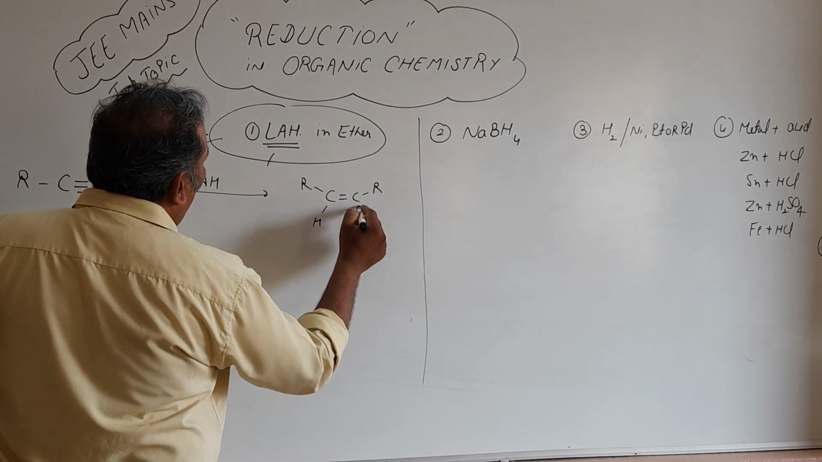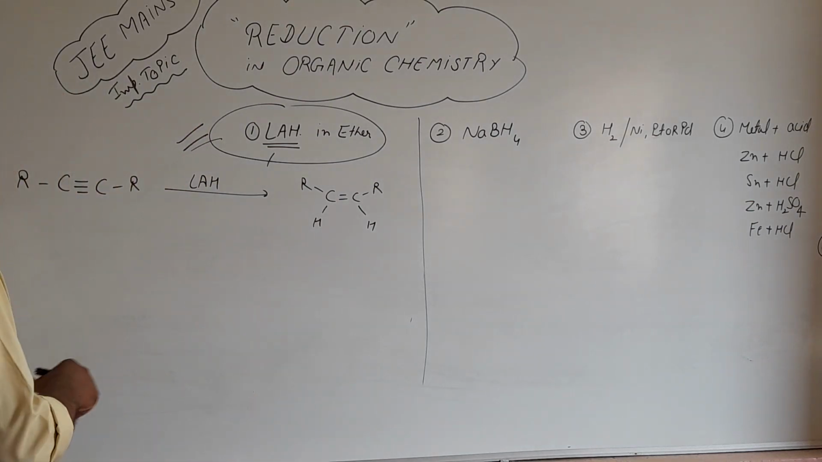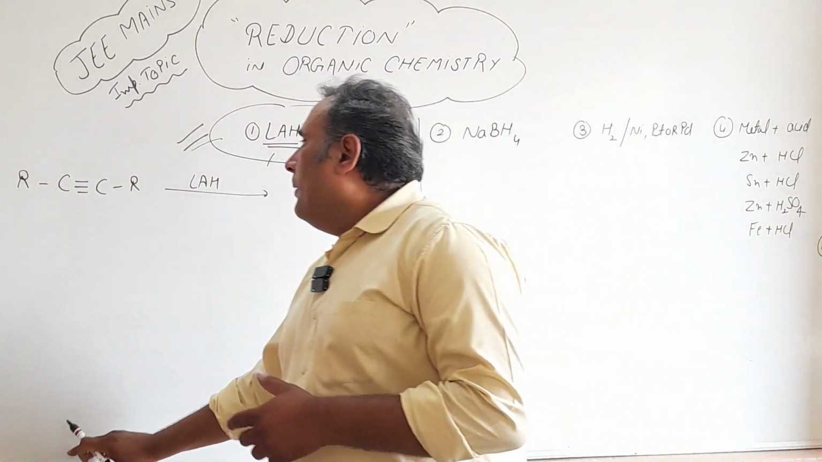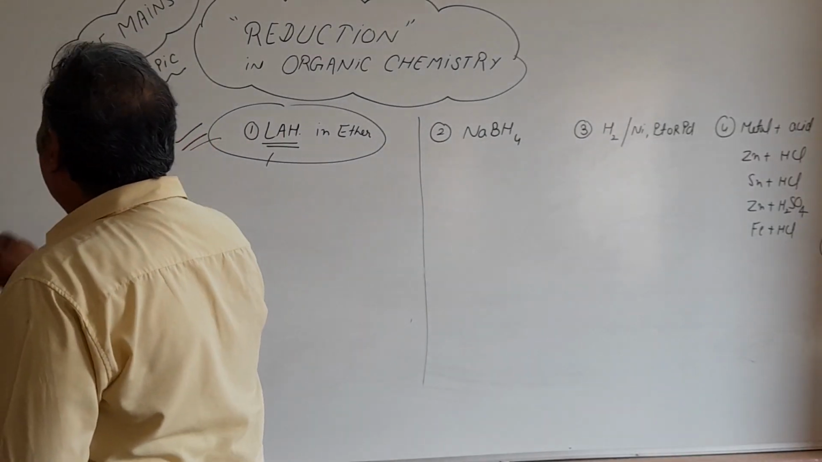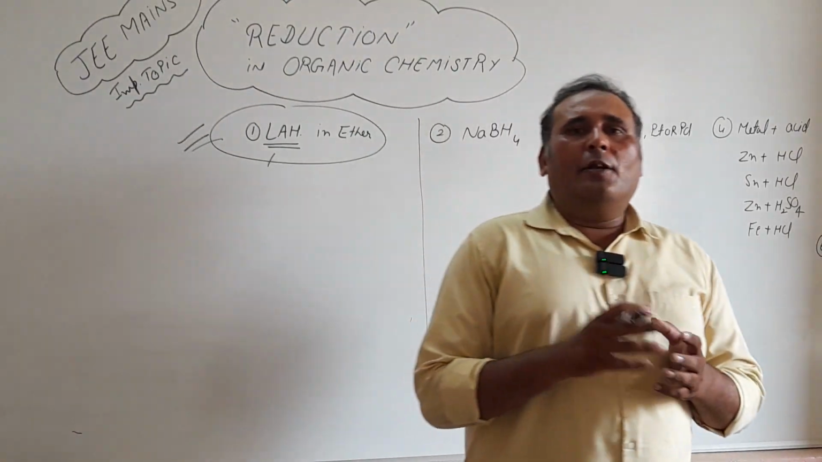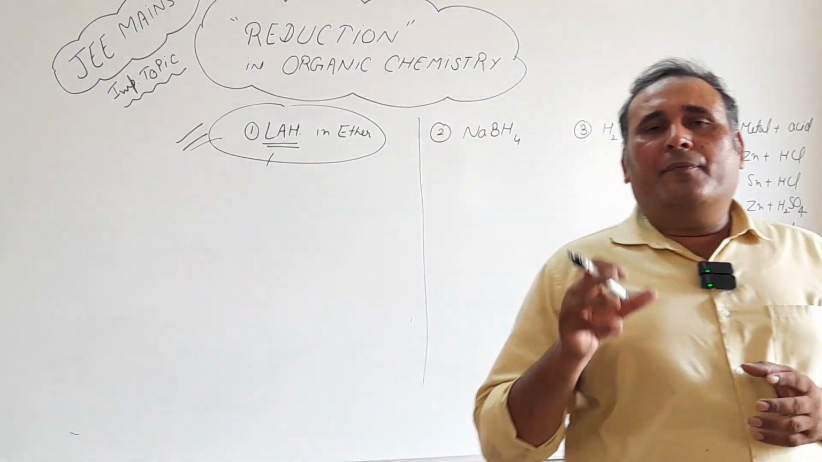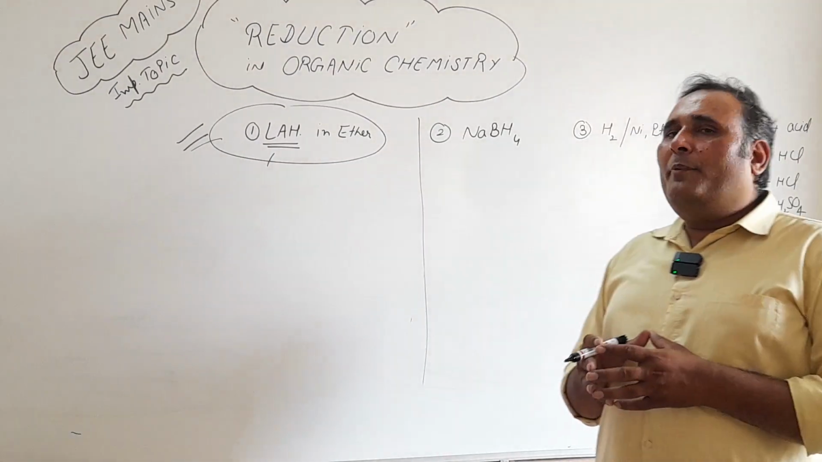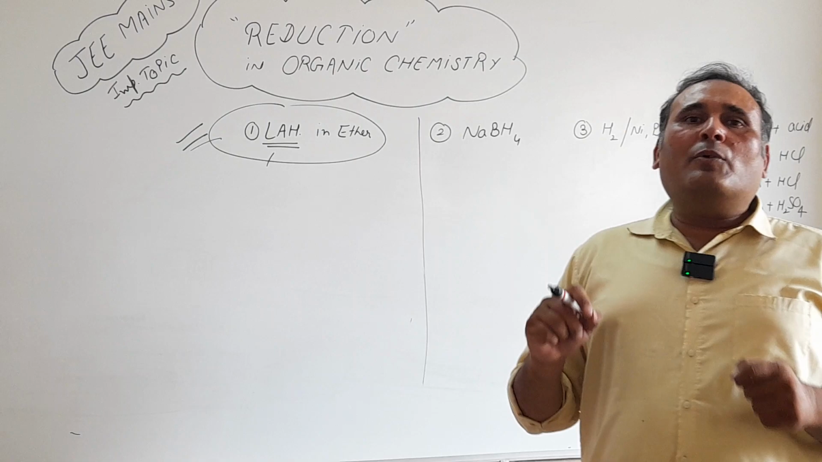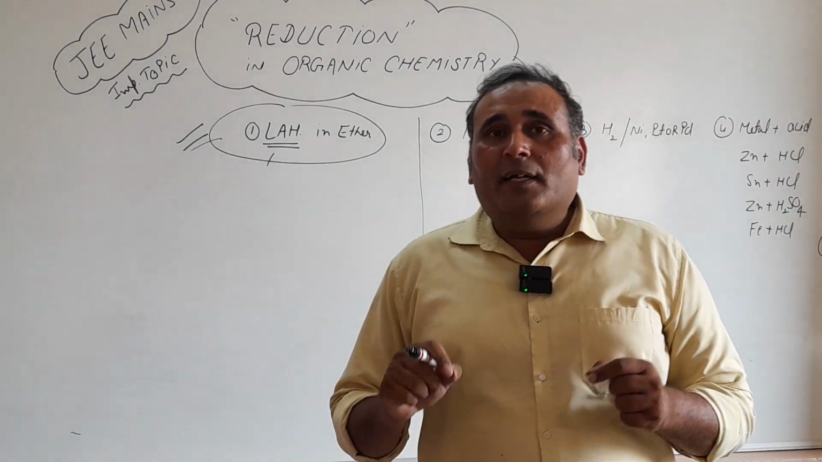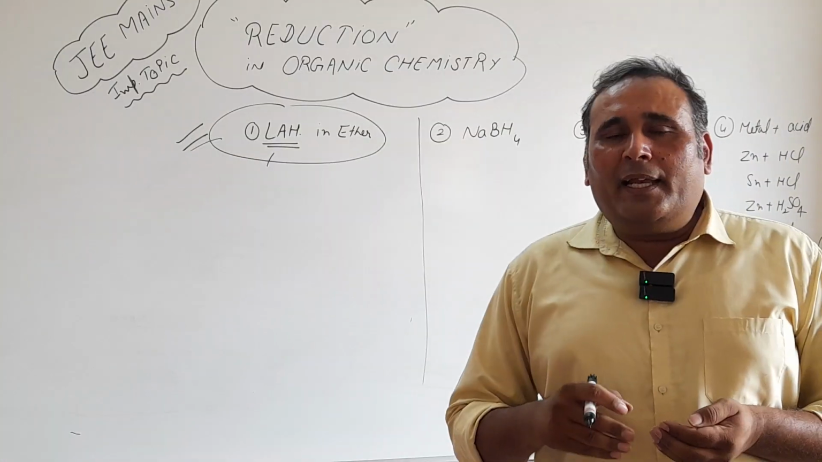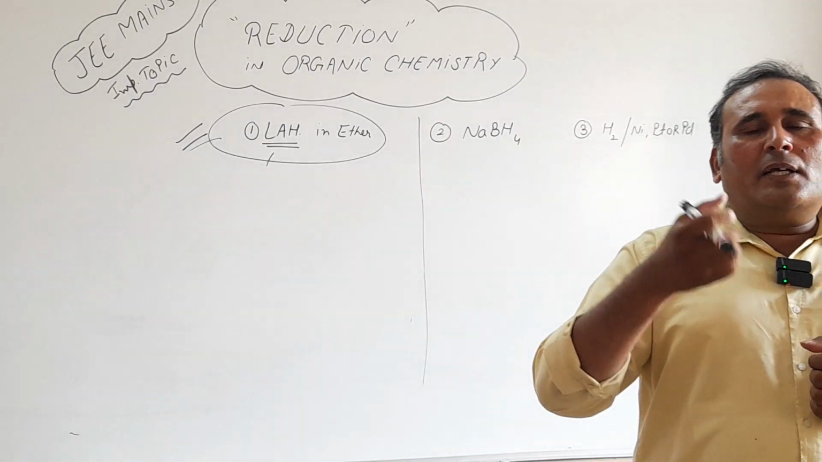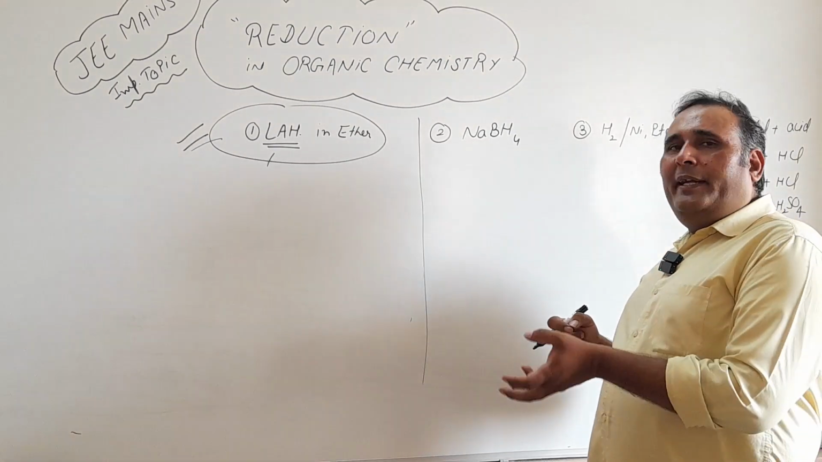It will convert into alkene if we are treating it with LAH. But a double bond will not be reduced by lithium aluminum hydride, except when the double bond is present in conjugation with a phenyl ring. Another important point we have to remember about lithium aluminum hydride is that when we are reducing alkyl halide using lithium aluminum hydride, it reduces 1 degree and 2 degree alkyl halide into alkane.